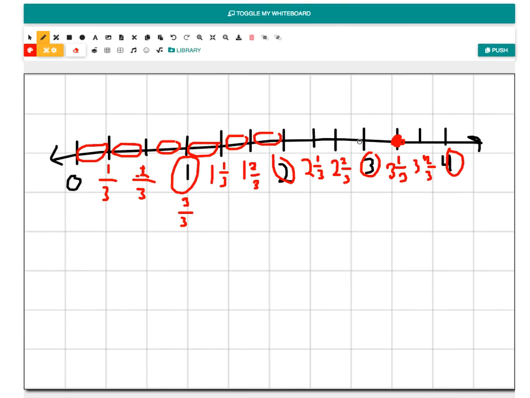So I'm going down. So I see it's after the 3. So my whole number is going to be 3. And it's the first line, and I labeled it already. So it's 3 and 1/3. So the important thing is when you're looking at a number line that you count how many parts there are.